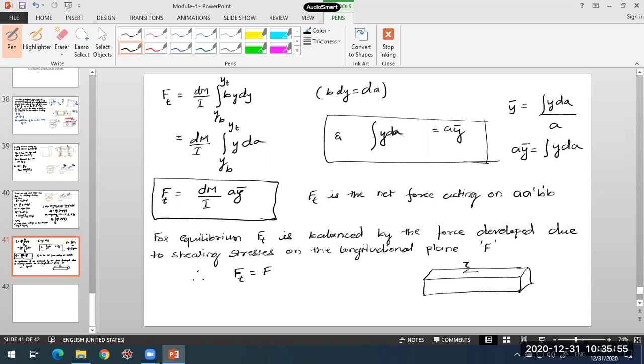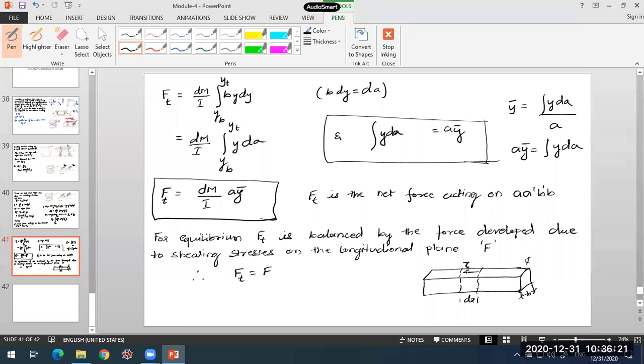What will be the shearing force? It will be this shearing stress multiplied by the area on which it is acting. What I have taken is this part of the beam. So this is dx, and this is b. This width is b.